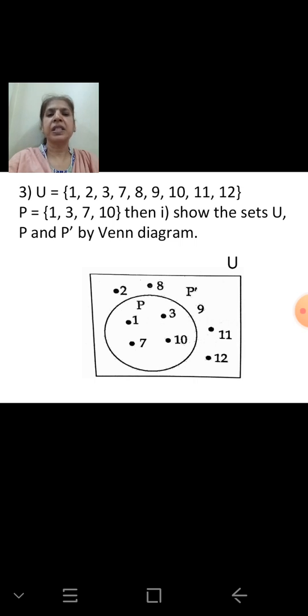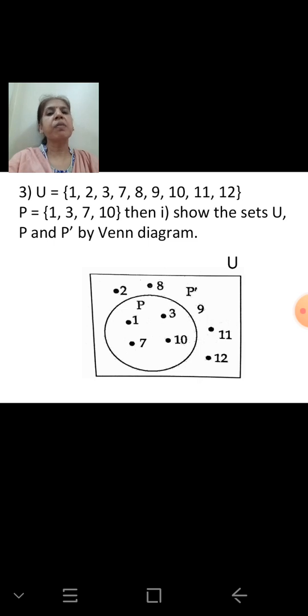Next question is, U, that is the universal set, is equal to 1, 2, 3, 7, 8, 9, 10, 11, 12. These are the elements of the universal set. Set P is equal to 1, 3, 7, 10. Then we have to show the sets U, that is the universal set, P, and the complement of P by Venn diagram.